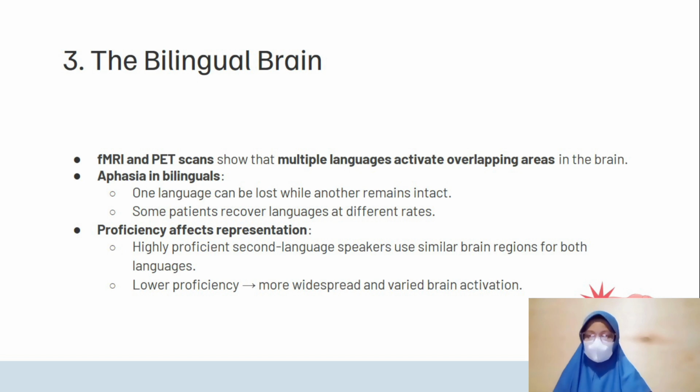Two points highlight proficiency. First, second language speakers use similar brain regions for both languages. Second, lower proficiency means more widespread and varied brain activation. Second languages are not necessarily represented in the same areas as the first language, but they appear to become increasingly overlapping with the first language as people become more proficient, while an early age of acquisition is associated with increased proficiency. This might provide insight into the representation of language in the brain.